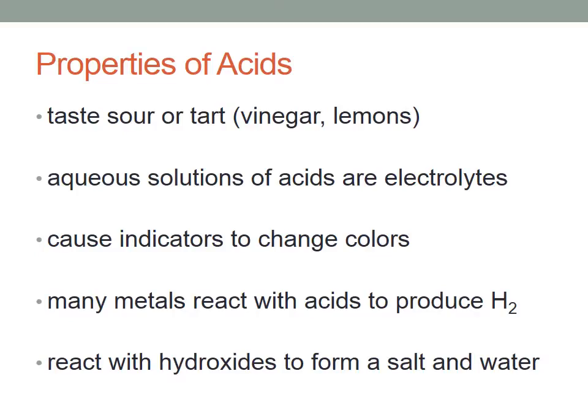So we start off by just listing some properties of acids. Acids are substances that usually have a sour or tart taste. In aqueous solutions, they are electrolytes. That means that they ionize in water and they are able to conduct electricity. They cause indicators to change colors, depending on the acidity of the solution. Many metals will react with the acids to produce hydrogen gas. They also react with hydroxides to form a salt and water, what we call a neutralization reaction.